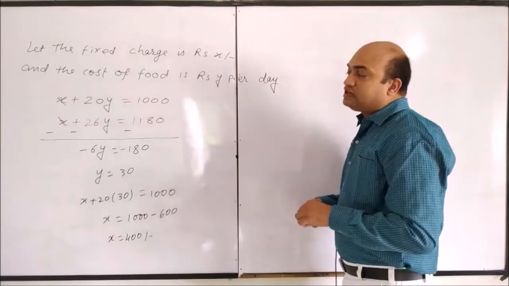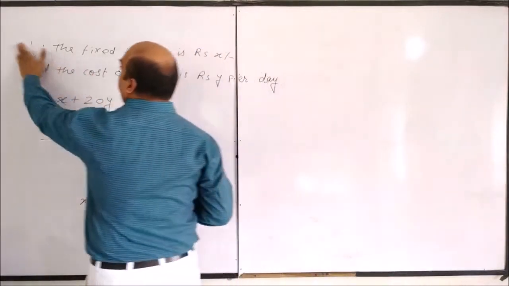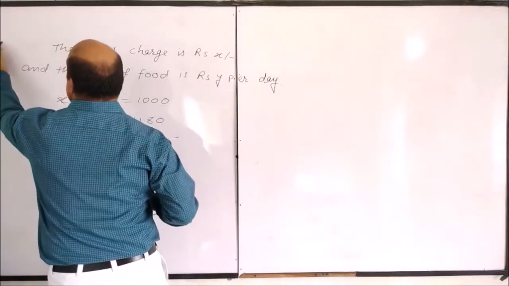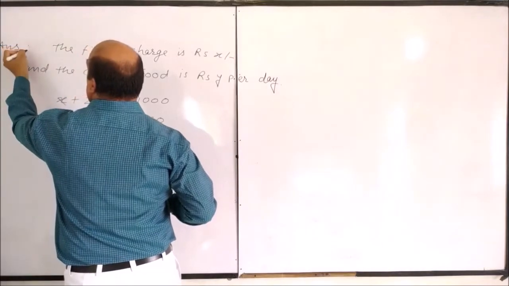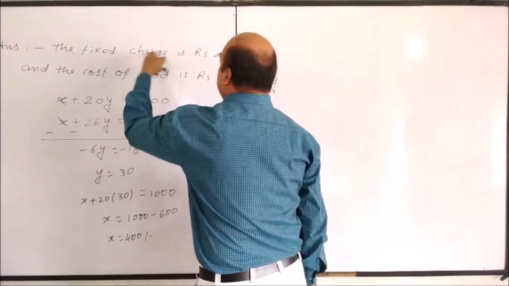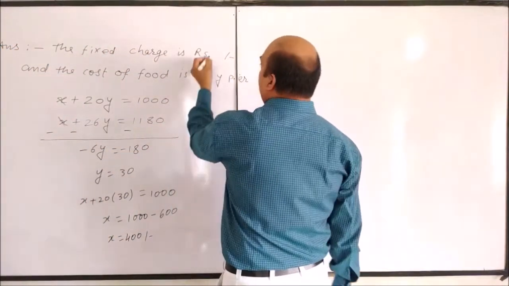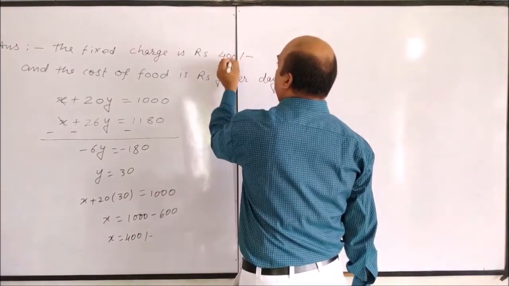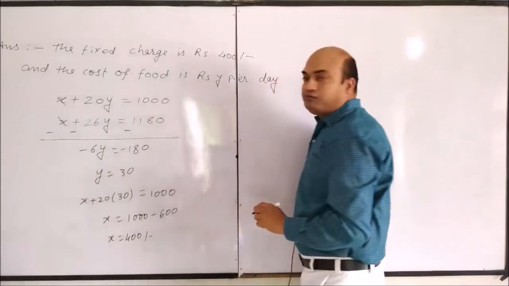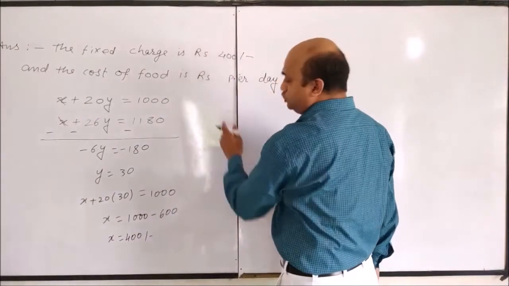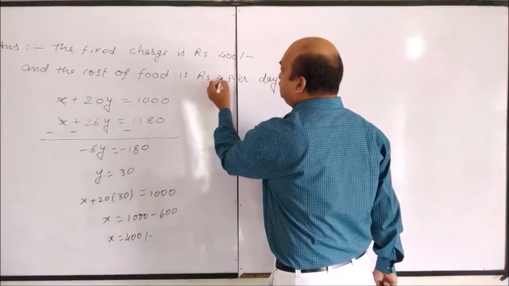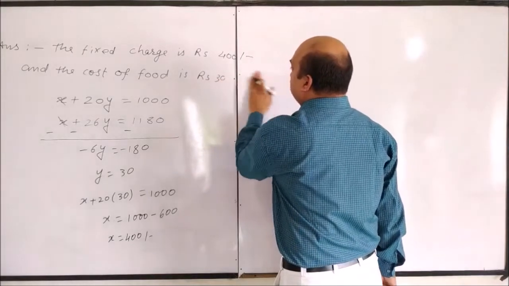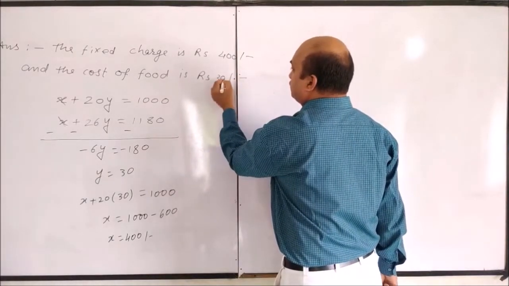Therefore, at last the answer can be written as the fixed charge is rupees 400 and the cost of food is rupees 30 per day.